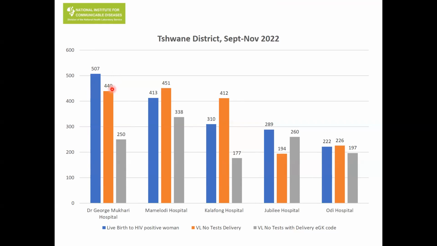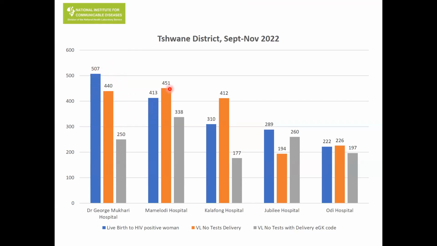it gives us a good indication that, for instance, at Dr. George Mukhari Hospital, for a 3-month period, September to November last year, there was quite a gap between what DHIS was saying in terms of live births to HIV positive women and the viral loads that should have been done at time of delivery. So there's at least some room for improvement at DGM. And then you can see that they're obviously just not utilizing the code very effectively, whether that's because the codes are not being on the form, or that they're not being captured by the NHLS, or it's almost certainly a mixture of both. But there's certainly room to improve viral load testing at least.